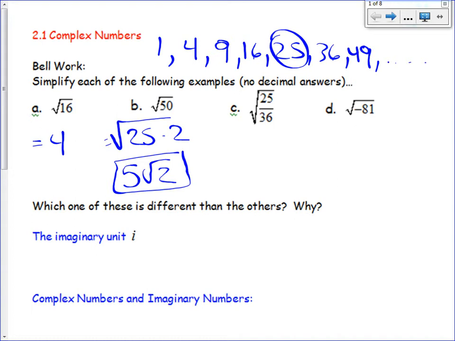For C, although it's a fraction, if you notice the numerator and the denominator, they're both perfect square numbers. So you can separate the numerator and the denominator. And the square root of 25 is 5. The square root of 36 is 6.